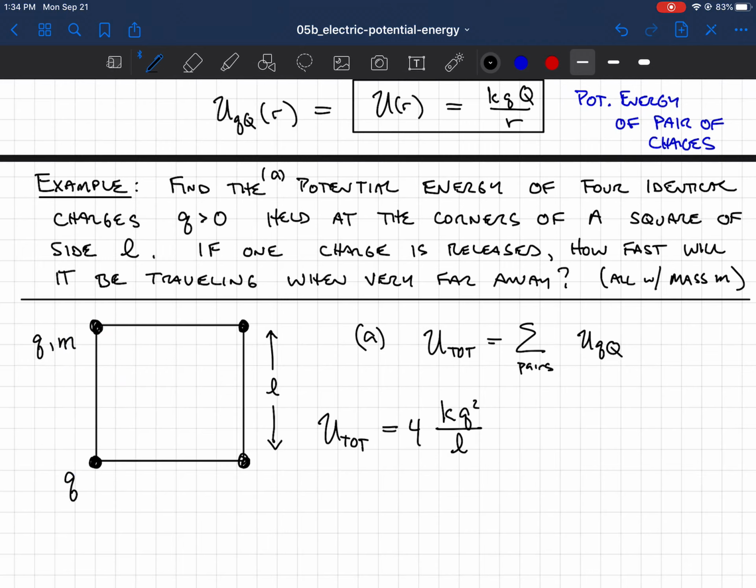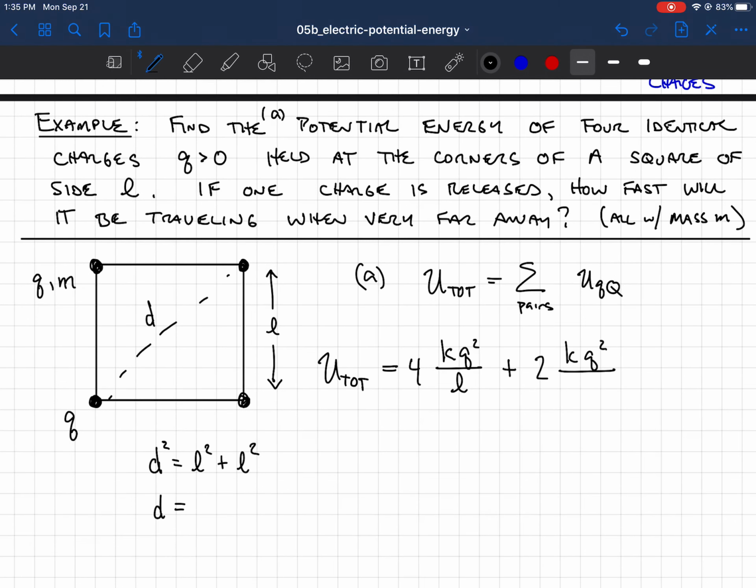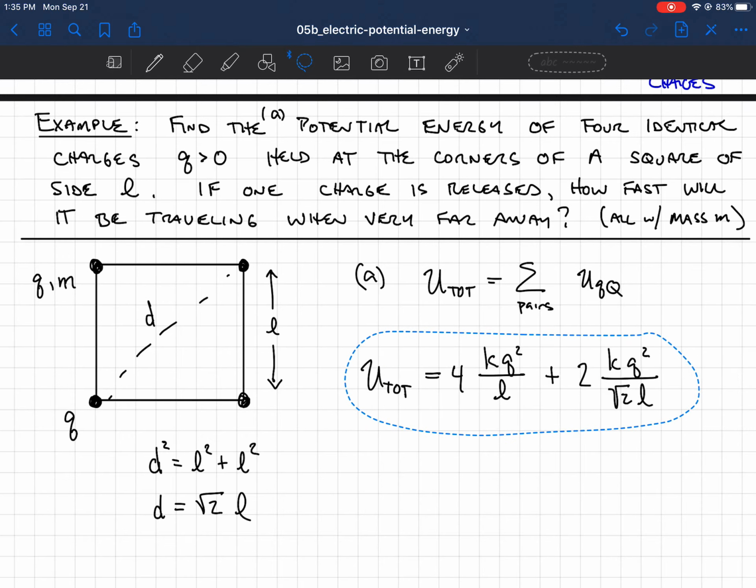How many more pairs do I have? Well, now I have some diagonal pairs. So I have 1, 2 diagonal pairs. So I have 2 times k q squared over, and then I need to know the length of this diagonal. But you can see based on this triangle here that D squared is equal to L squared plus L squared, or D is equal to the square root of 2L squared, so that's the square root of 2 times L. So this thing becomes square root of 2 L in the denominator. And that is the total energy associated to this collection of charges.